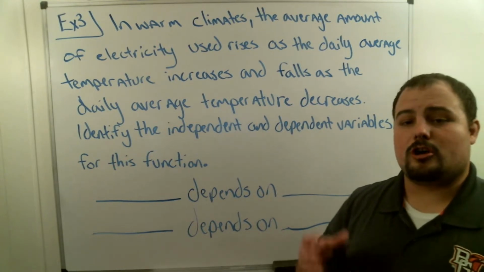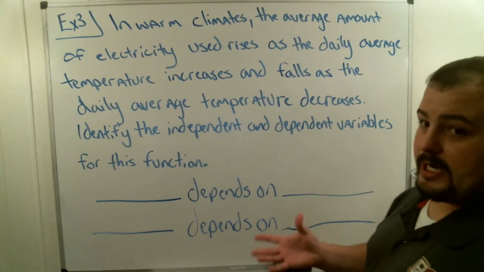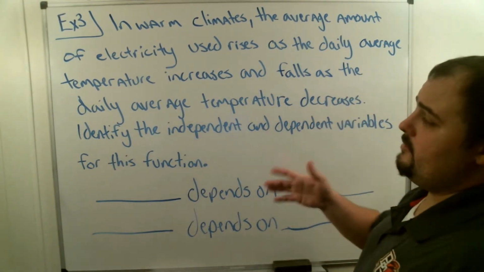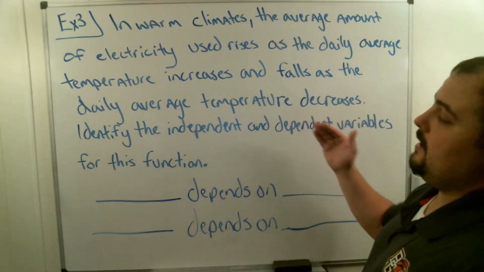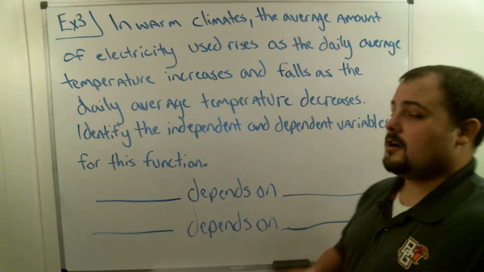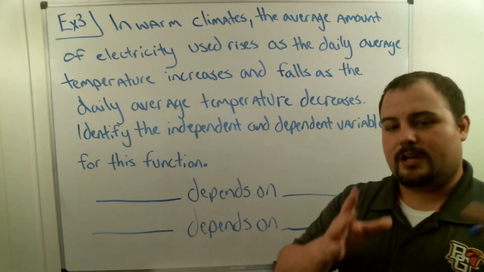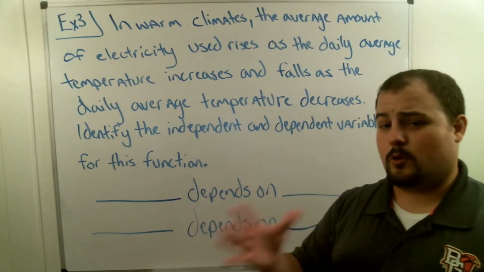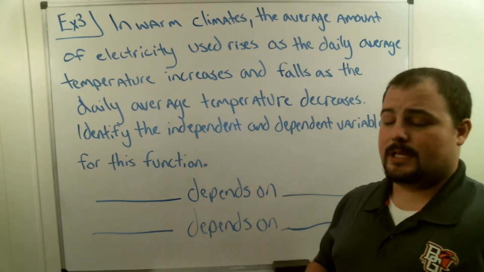In this story problem, we're going to talk about temperature and electricity. So it says, in warm climates, so in hot areas, the average amount of electricity used rises as the daily average temperature increases, and the amount of electricity used falls as the daily average temperature decreases. Our job is to identify independent and dependent variables. Now remember, an independent variable is the one that doesn't need the dependent variable to work, where the dependent variable changes based on the independent variable.